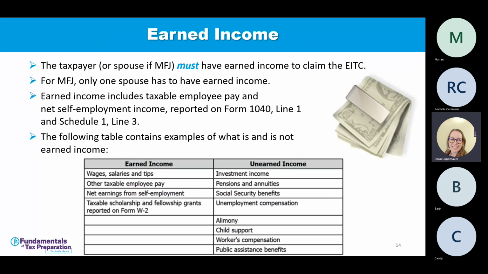So again, unearned income doesn't count toward the earned income credit. That includes the investment income we just talked about, pensions and annuities, Social Security benefits, unemployment compensation, alimony, child support, workers' comp, and public assistance benefits. So if they aren't working, they're not going to get this credit.